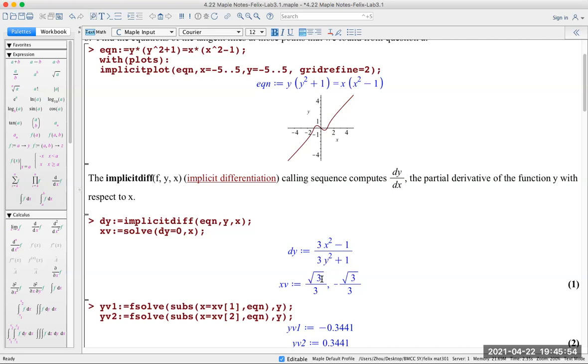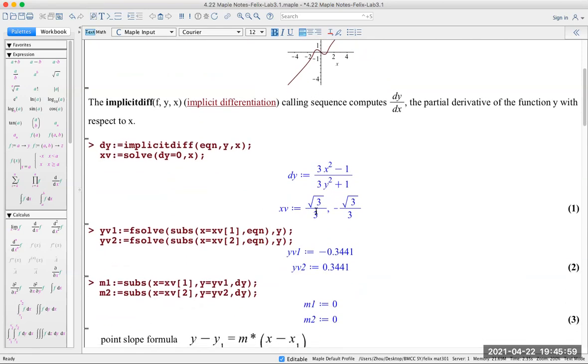So we got two values, square root of 3 over 3 and the negative square root of 3 over 3. Since we get two x values, we need to substitute both values back into the equation so we can get the y values. So what we do is say subs x equal xv[1], which means we want to use the first output of the xv line here, which is square root of 3 over 3. And for the second answer, we will say xv[2], with a bracket 2 to indicate it's the second output of the xv line. Once we do the substitution into the equation, we can solve for y.